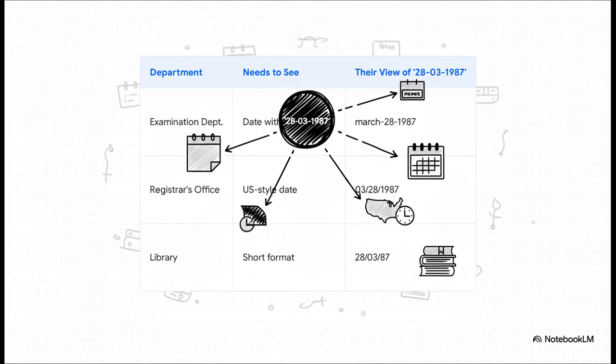The examination department, they need the month written out. The registrar's office wants the American format. And the library, they just want a short, simple version. They all see exactly what they need, but the data is never, ever duplicated. That is so important. It avoids all sorts of errors and saves a massive amount of storage space because you're only storing that fact once.